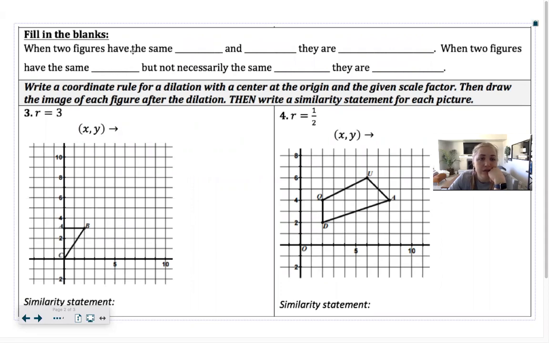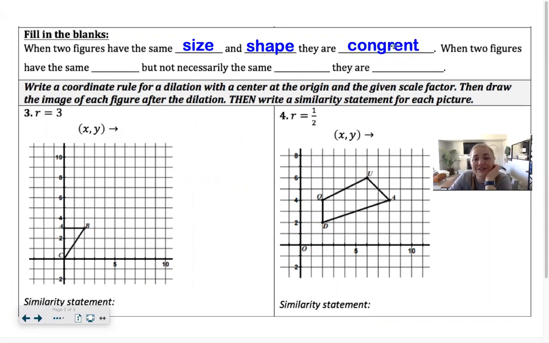When two figures have the same size and shape, do you remember what we call that? They are called congruent. That's spelled wrong on the page. But when two figures have the same shape, but not necessarily the same size, they're what we call similar. In mathematics, it means that the shape is the same, but the size of the shape is not the same. So we are going to use that idea on these next few pieces of information.